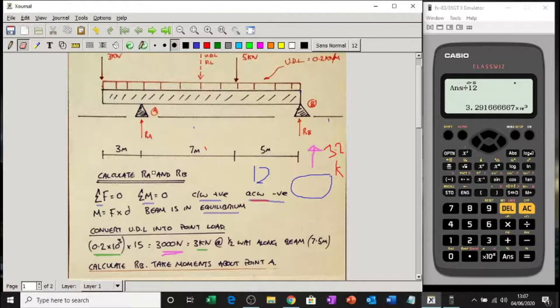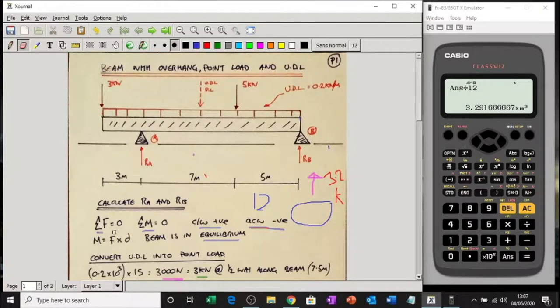Then we can check once you've done that, because we know that the sum of the forces has got to equal zero. So whatever's coming down has got to go up. There's 3 kilonewtons there, 3 kilonewtons there, and 5 kilonewtons there, which means 5, 6, 7, 8, 9, 10, 11. There's 11 kilonewtons coming down, which means for this thing to be in balance, there's got to be 11 coming back up.